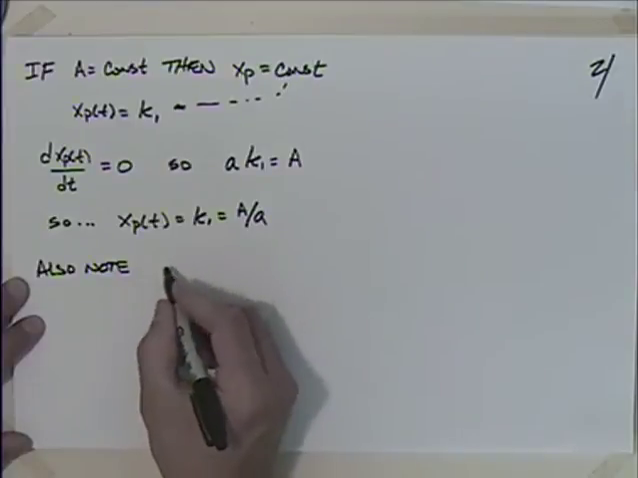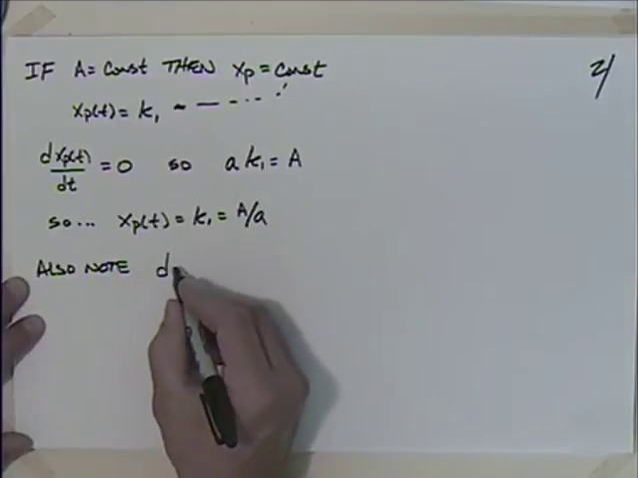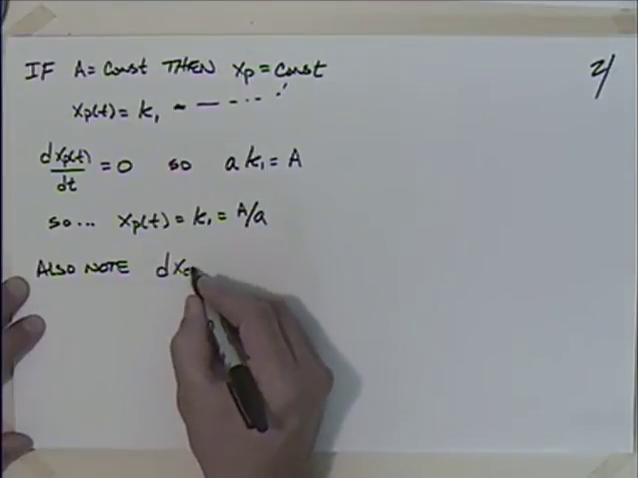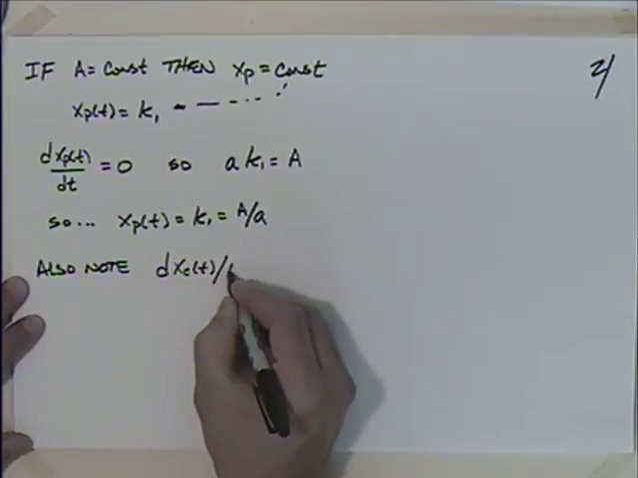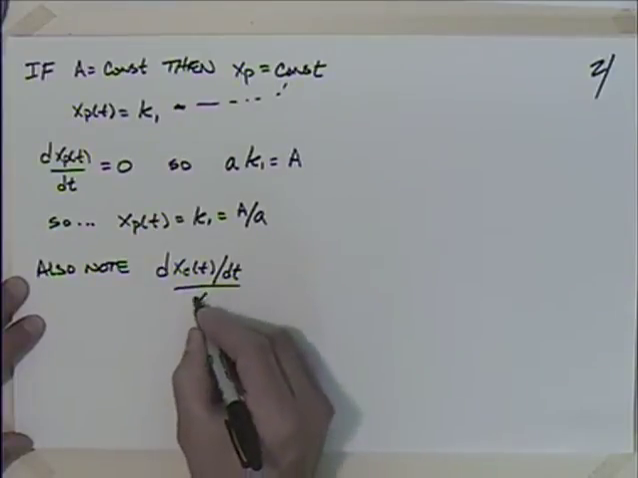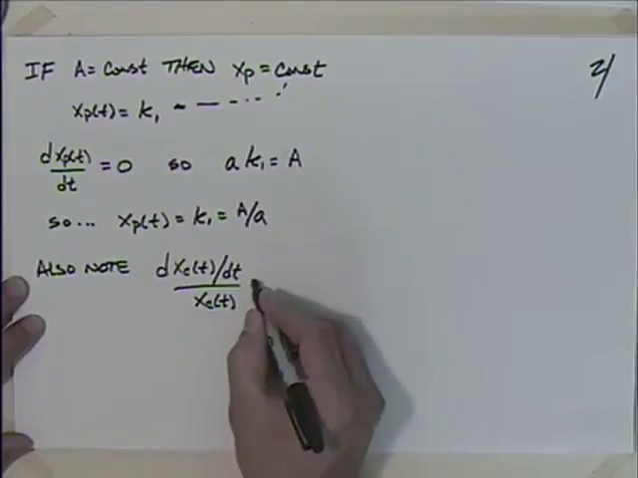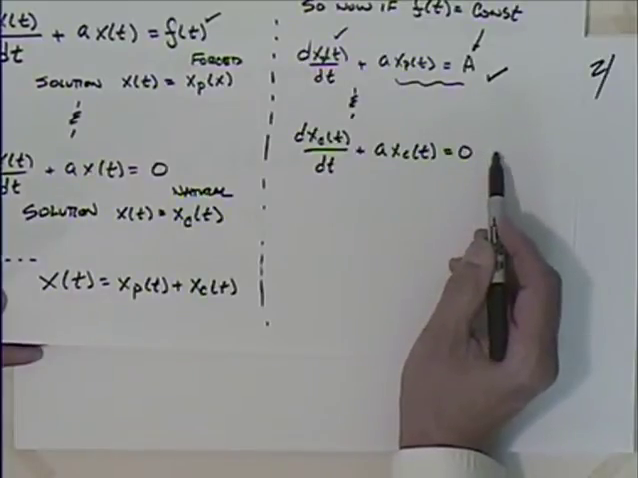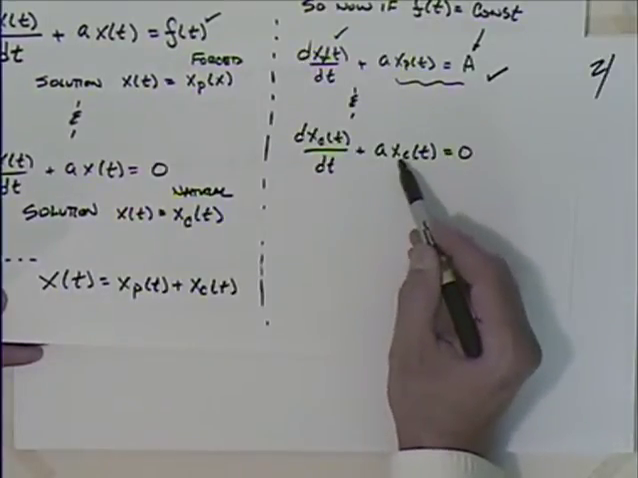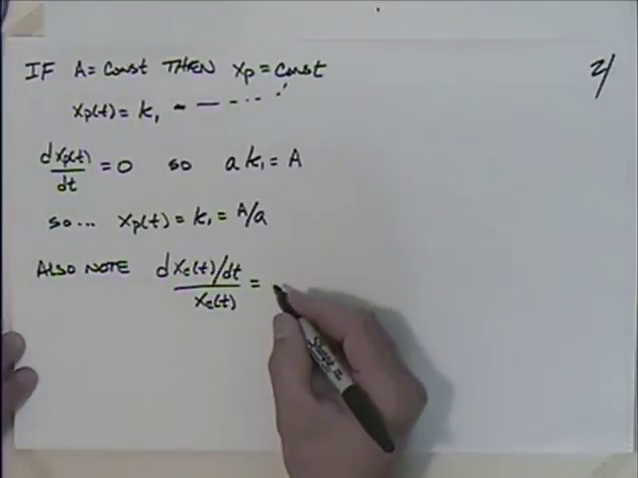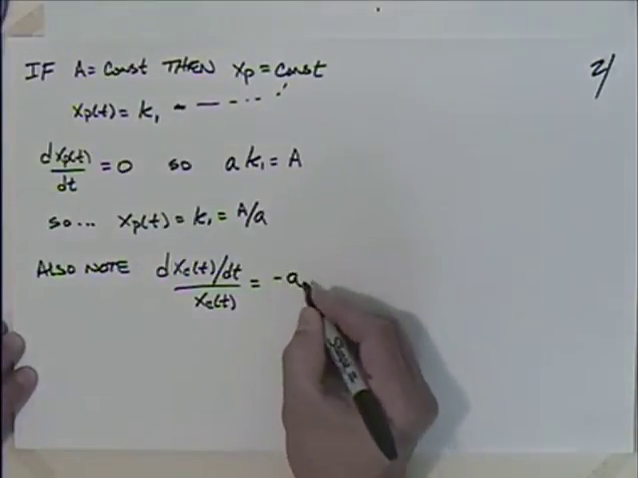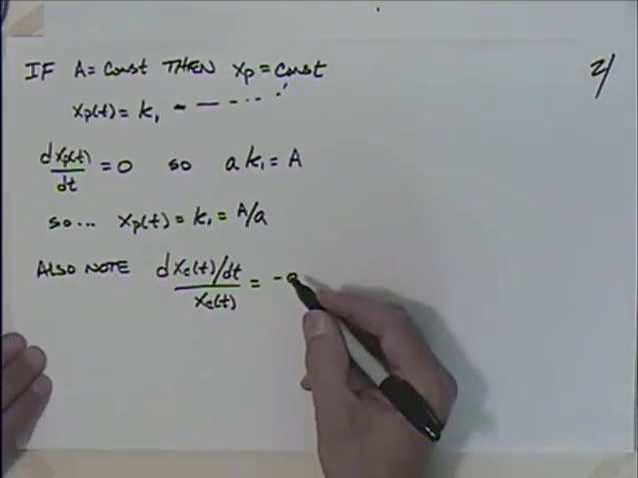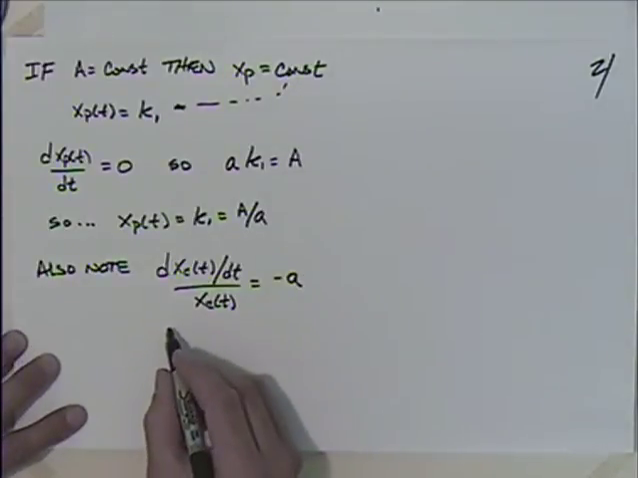So also note that the derivative of the complementary solution is going to be equal to, rearranging this equation, we take that over, so we get minus a x sub c of t, and then when I divide both sides by x_c of t, I'm just left with negative a on the right hand side, so I'd have minus a.